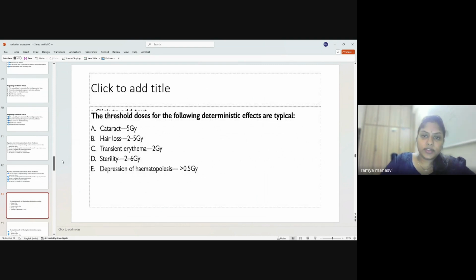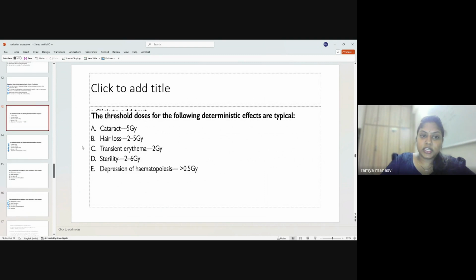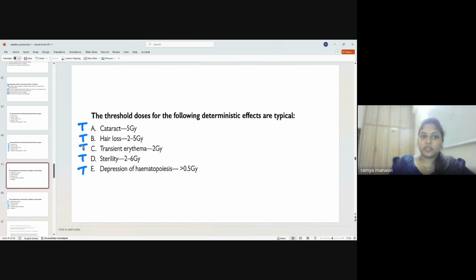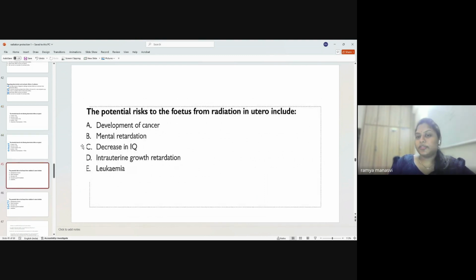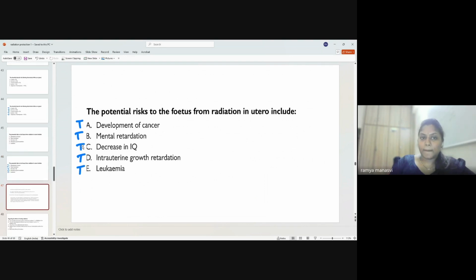The threshold doses for following deterministic effects are typical. Cataract is 5 gray, hair loss is 2 to 5, arrhythmia is 2, sterility is 2 to 6, depression of hematopoiesis is greater than 0.5 gray. Yeah, these are all true. The potential risks to the fetus from radiation in utero include development of cancer, yes. Mental retardation, yes. Decrease in IQ, yes. Intrauterine growth retardation, yes. Leukemia, yes.